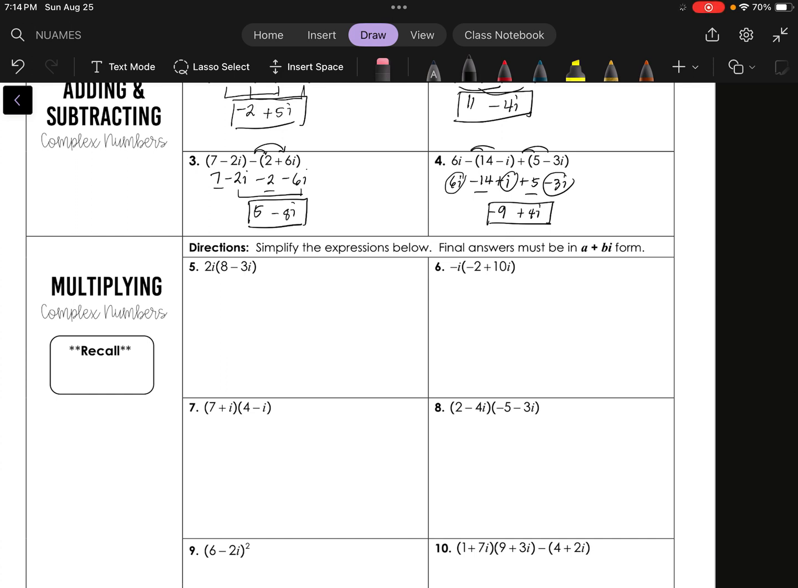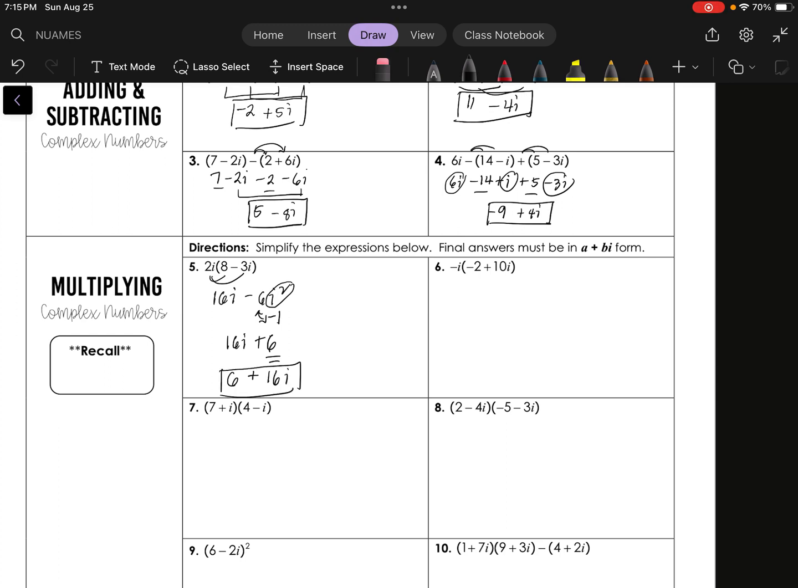Number 5 is a product. So these are all multiplying, right? So let's multiply each. You have 2i times 8, that gives you 16i, minus 2i times 3i, that gives you 6i squared. Remember here that i squared is just a negative 1. So if you get the product of negative 6 and negative 1, that just gives you a positive 6. So you end up having 16i plus 6, but always remember to write it in the form a plus bi. So the real part should go first.